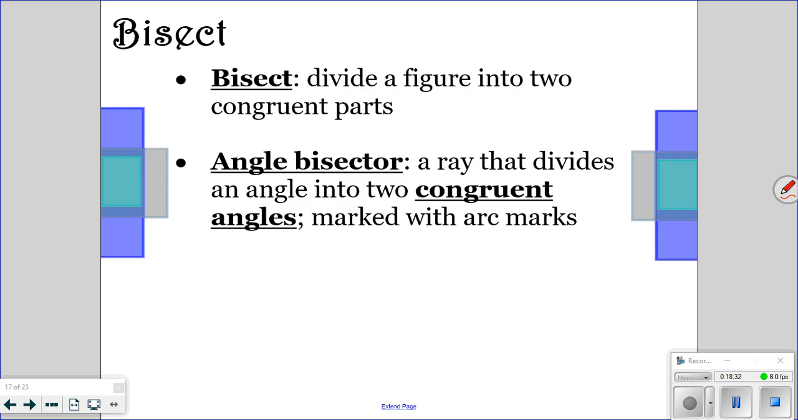Now we're going to look at bisect. So bisect means to divide a figure into two congruent parts. So an angle bisector is a ray that divides an angle into two congruent angles, and you mark them with arc marks. So if I have an angle, and this is the angle bisector, that means that this one and this one are congruent. And they each have one arc mark, so that's how we know they are congruent. You could also make it have two arc marks. So that's how you can tell they are congruent. For a segment, if this bisects it, that means that it's the midpoint. So a midpoint bisects a segment.